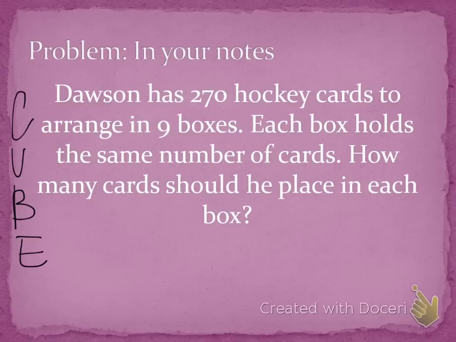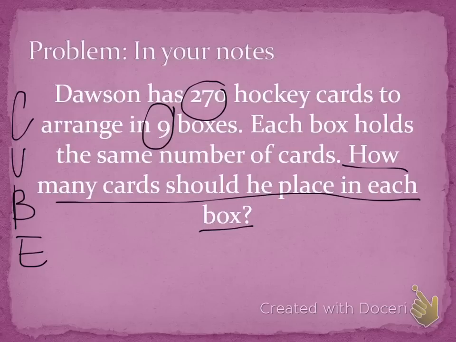I will start by circling the numbers in my problem. So Dawson has 270 hockey cards, and he has 9 boxes. I need to underline my question. How many cards should he place in each box? Okay, boxing in important information. So how many cards? So therefore I know that cards is going to be my label at the end of my answer. So each box holds the same number of cards.